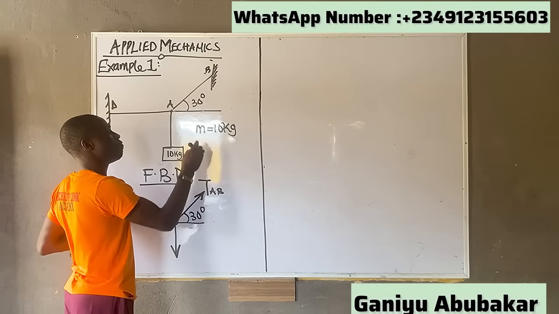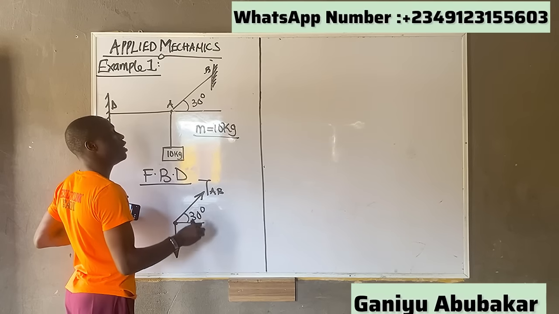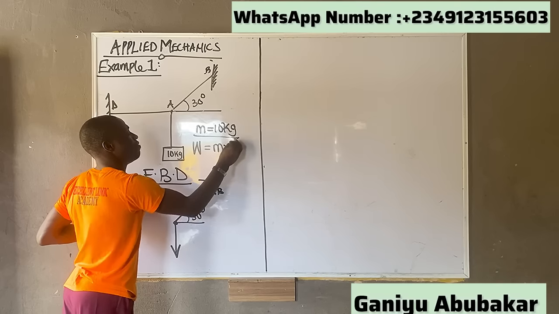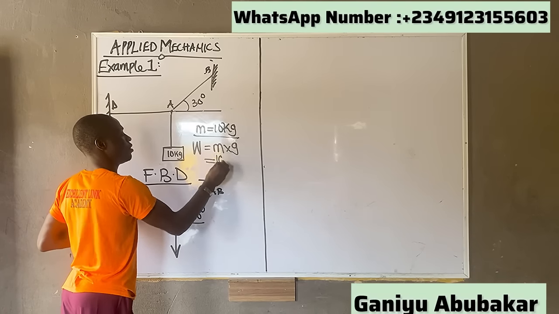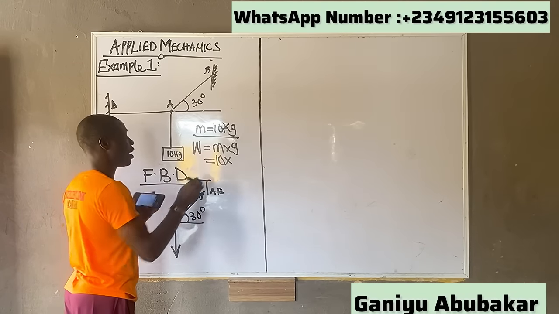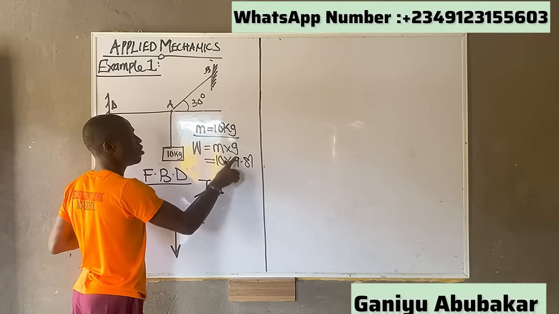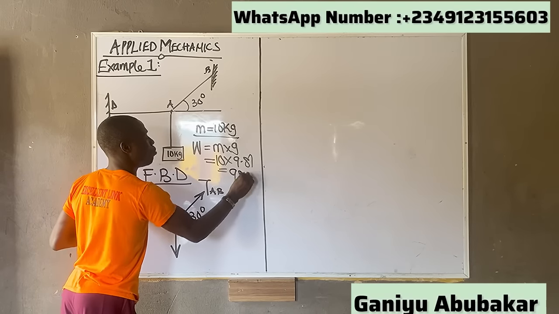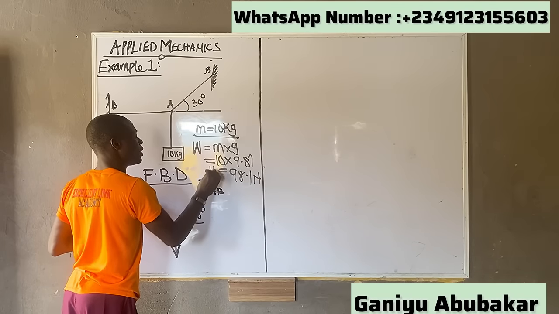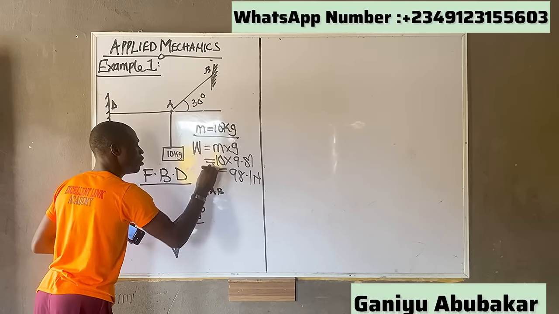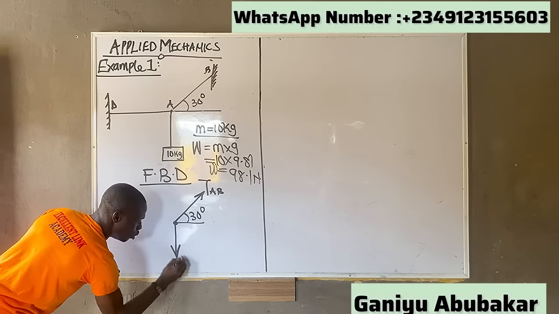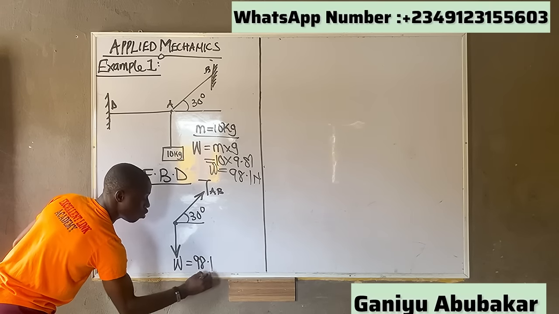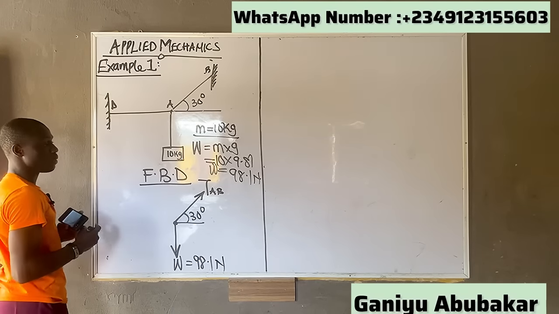So how do I convert mass to Newtons? It's easy: weight is equal to mass times gravity. Mass is 10, times the gravity I'm using here, 9.81. Gravity is constant. Multiply these two and I'll have 98.1 Newtons. So the W, the weight, becomes 98.1 Newtons.